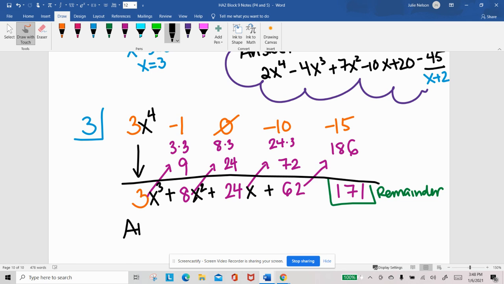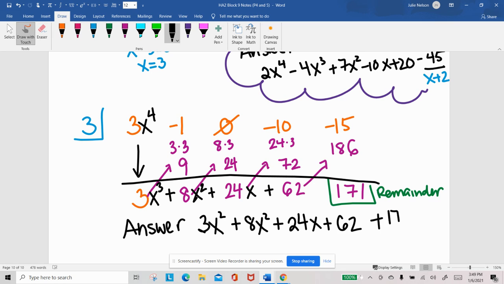So when I write my answer, I write 3x cubed plus 8x squared plus 24x plus 62 with my remainder, which is 171 over what I was dividing by. We were dividing by x plus 3.